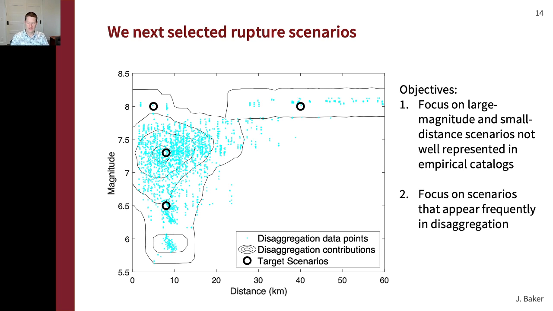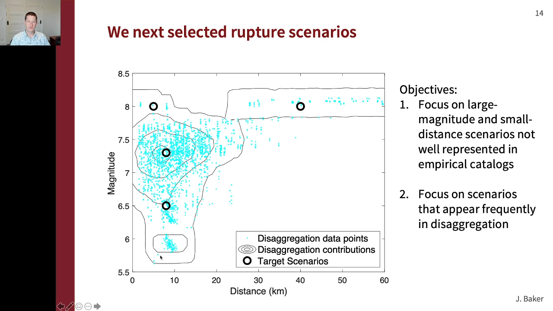So what we did, this is the same axes, but just zoomed in. So we're zoomed into the largest magnitudes and the smallest distances. The points still show the disaggregation results, and the thin black lines show contours of probability, just to see where the most likely cases are, adding back in that percent contribution. We wanted to focus on the largest magnitude, smallest distance scenarios, because those aren't well represented in the catalog.